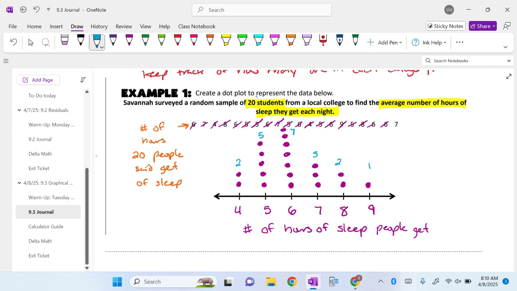How many people did they ask? 20. So if you add up all these numbers, it should give you 20. So 2 plus 5 is 7, plus 7 is 14, plus 3 is 17, plus 2 is 19, plus 1 is 20. So we have all of our dots listed.